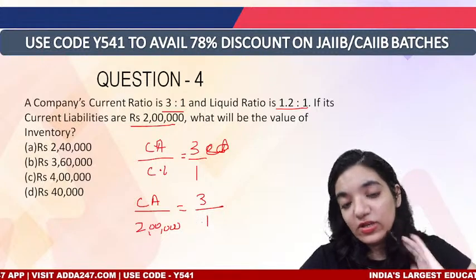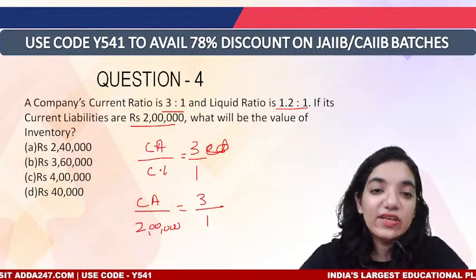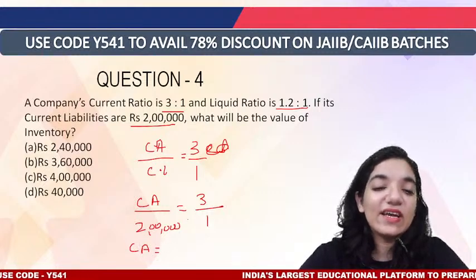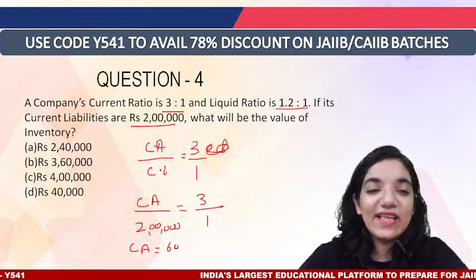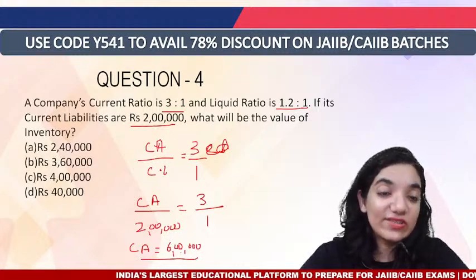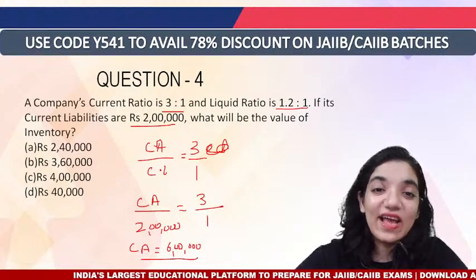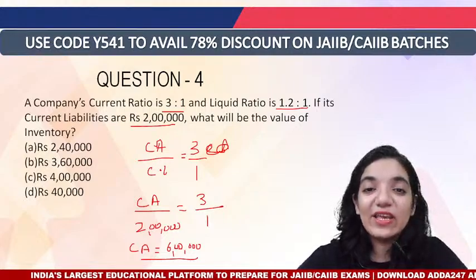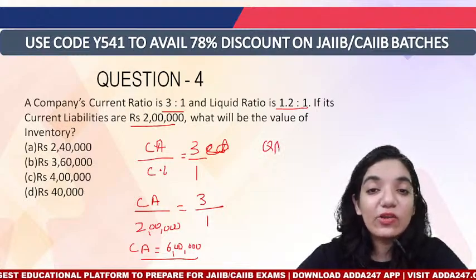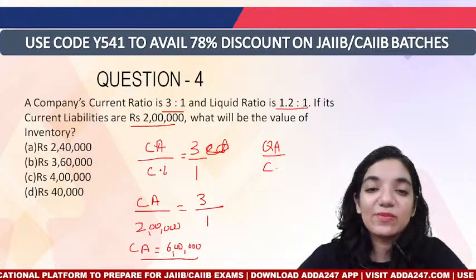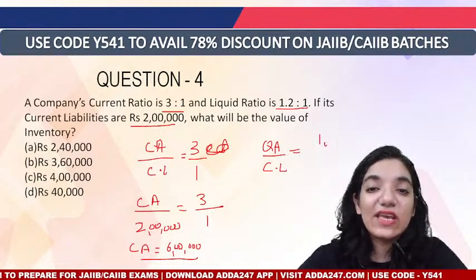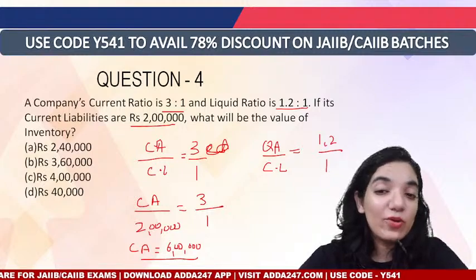So now let's just cross multiply and find out the current assets. The current assets would come out to be 6 lakh rupees. The total amount of current assets that this organization has is 6 lakh rupees. Now let's find out using the liquid ratio. Liquid ratio means all the current assets are included except inventory as well as the prepaid expenses. So it's time that we remove all these and take 1.2 is to 1.